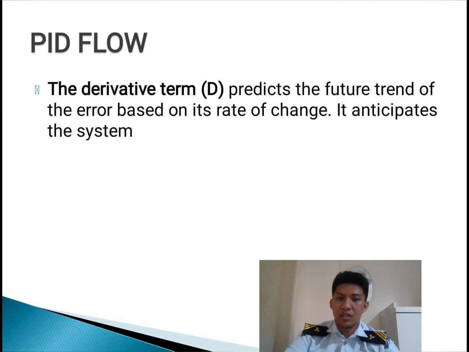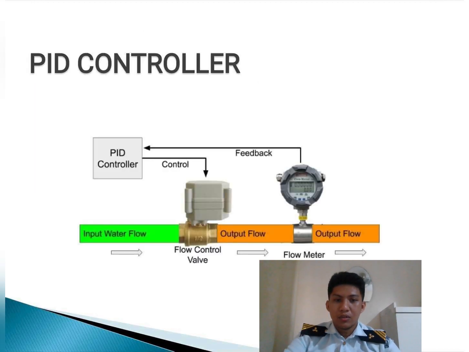Lastly, we have the derivative term, which predicts the future trend of the error based on its rate of change. Ang iyang pamaagi, it anticipates the system. It is the rate of change of a function with respect to a variable. So that's the PID controller diagram. Here we have the input, then the flow control valve, then the output of the control valve, feedback, then the output of the feedback.